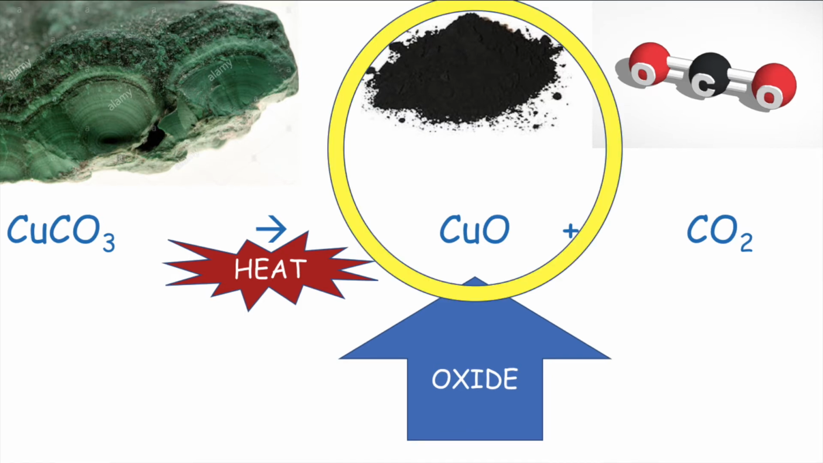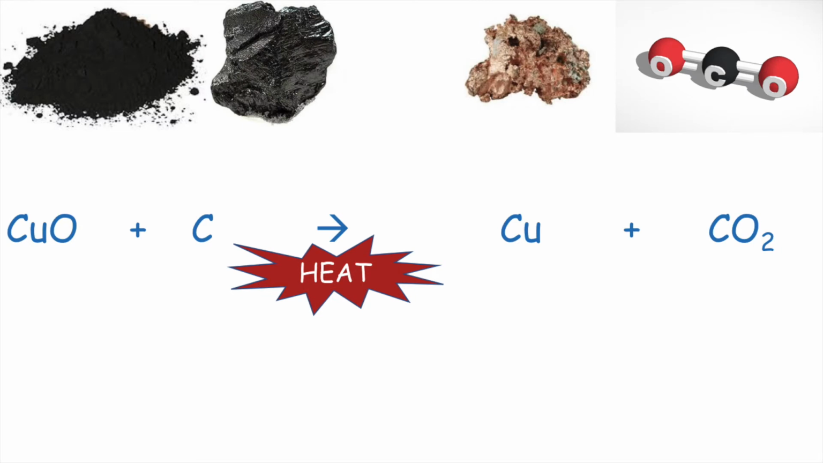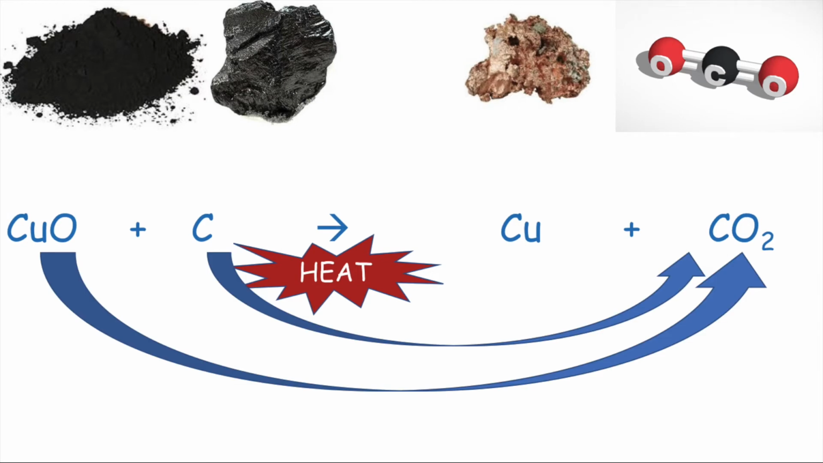Because the metal is then an oxide, we could reduce it using carbon or using hydrogen. So reducing can mean a few things, but here it means getting rid of the oxygen. So heating the copper oxide with carbon would give us copper and CO2. See here, the carbon has reacted with the oxygen and formed carbon dioxide.